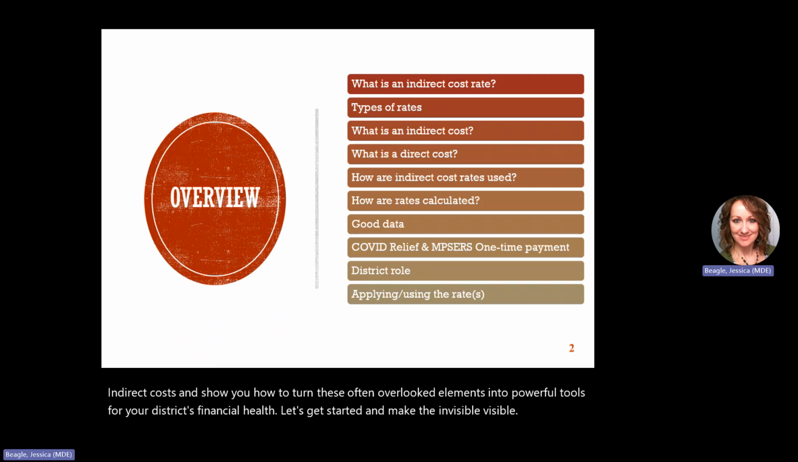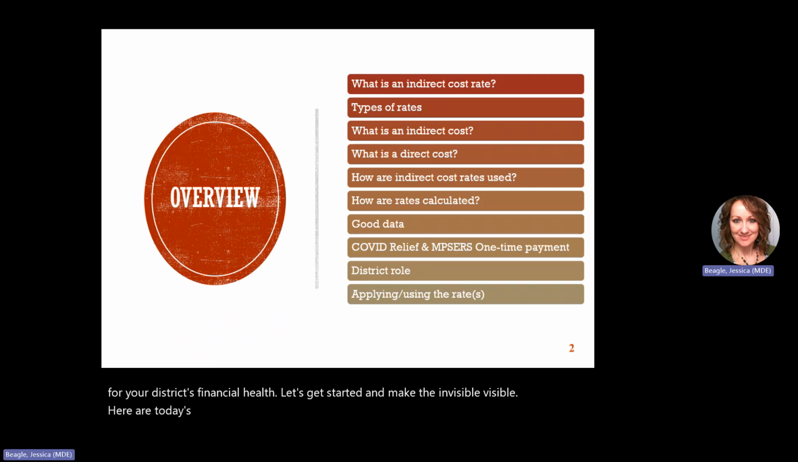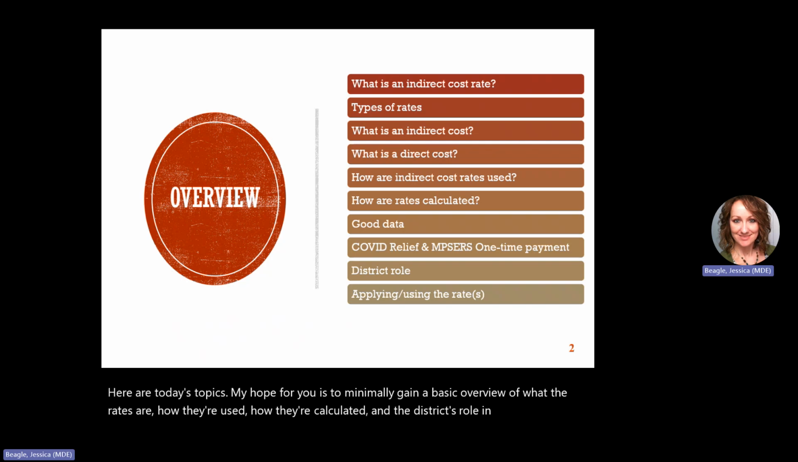Here are today's topics. My hope for you is to minimally gain a basic overview of what the rates are, how they're used, how they're calculated, and the district's role in generating these rates.